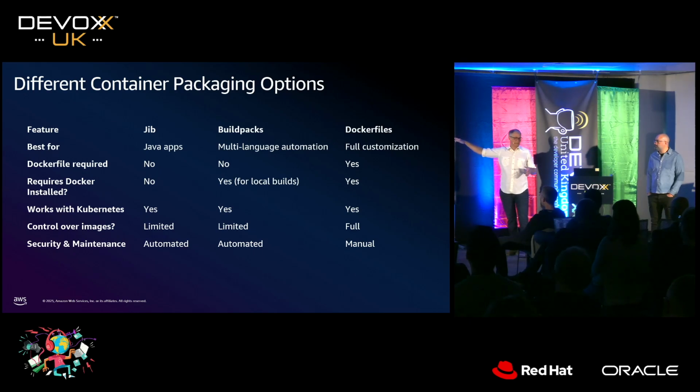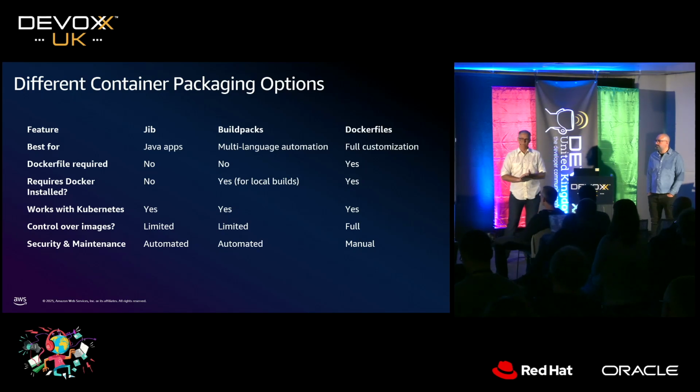Buildpacks, we'll see in a little bit. That's something that came out of Heroku and the Spring folks have gotten behind, so we'll talk about buildpacks and see that in a little bit. And then Jib is from Google and integrates directly into your build tool, Maven or Gradle, and doesn't require a Docker daemon, which is one of the nice things about Jib.